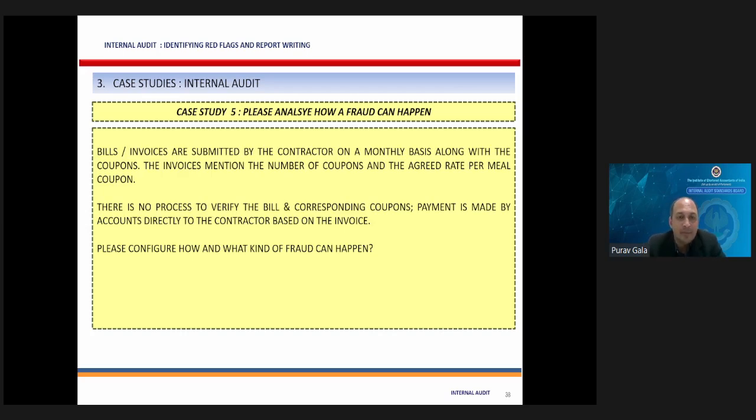Lavan says no cross verification of coupons with the bills. Also, it can be billed in multiple months by the contractor. Ayushi ma'am says contractor can bill the coupons with higher rate meal irrespective of whether it relates to an expensive meal or not. So the company will lose money.